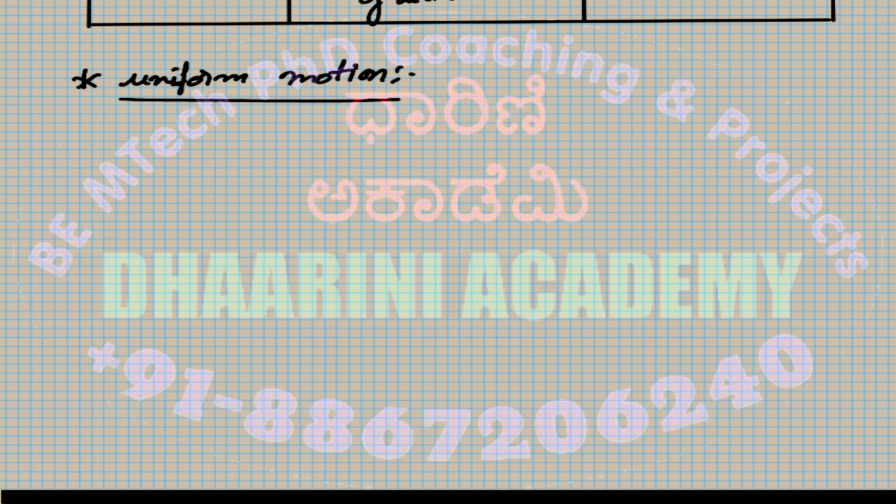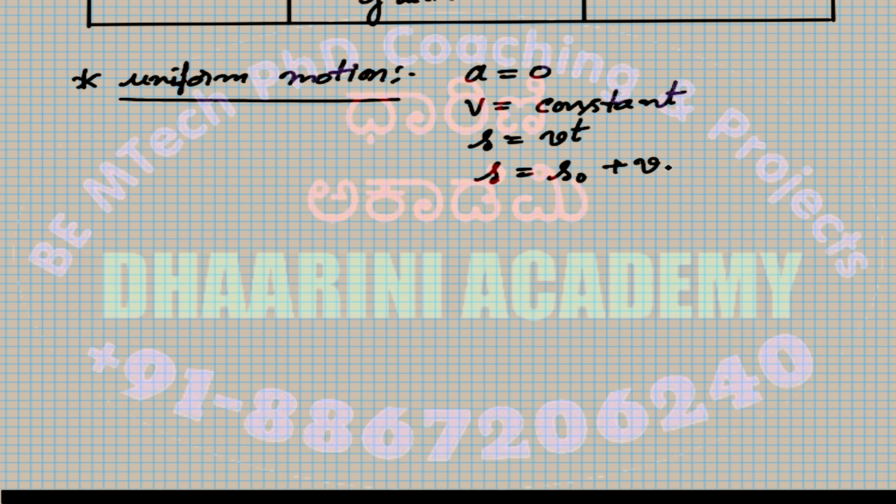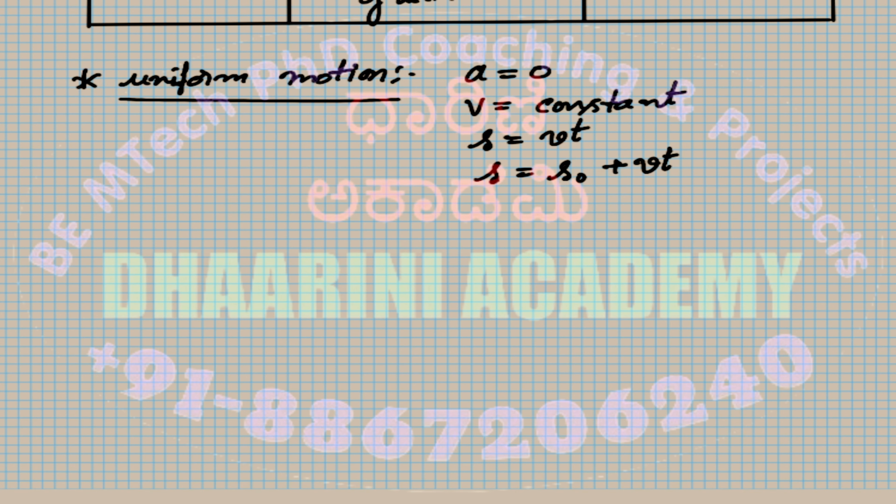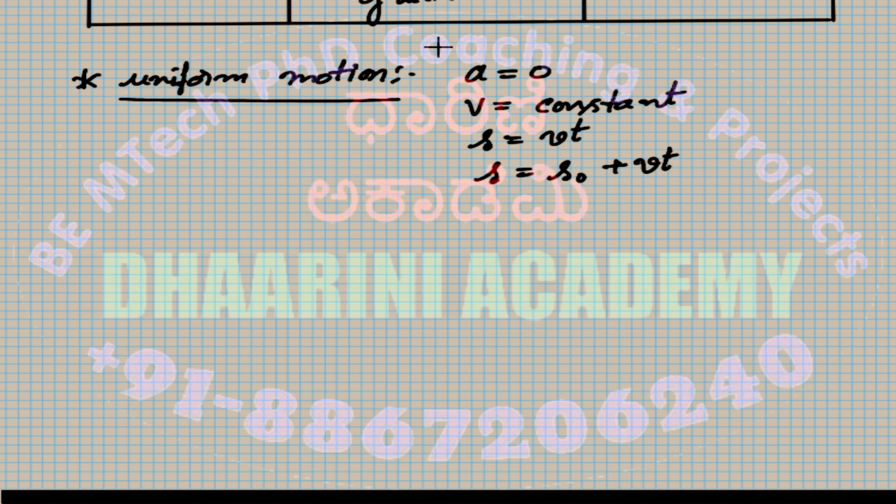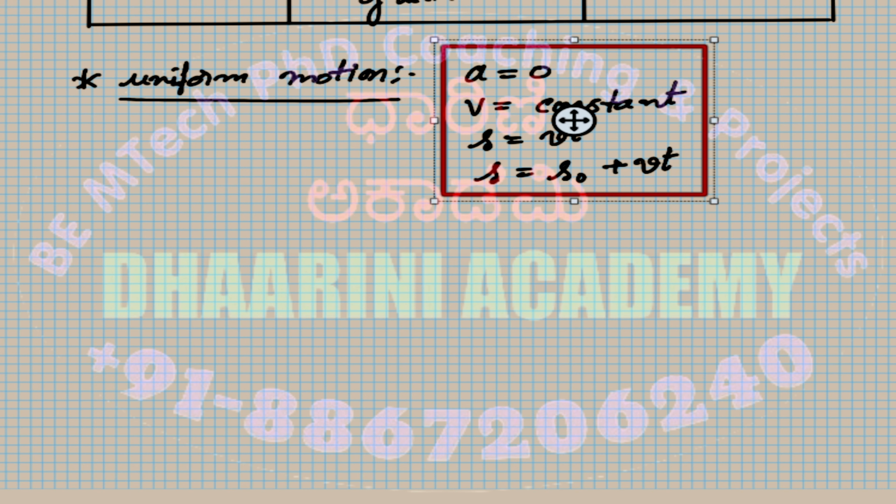So when I say uniform motion, the basic condition is that acceleration is equal to 0, right? And velocity is a constant, right? Which means what is s? Distance is equal to velocity into time. And also you can calculate s is equal to some initial displacement plus velocity into time. So these are the four basic equations governing uniform motion in general. These are the four equations I need to remember when I say uniform motion.